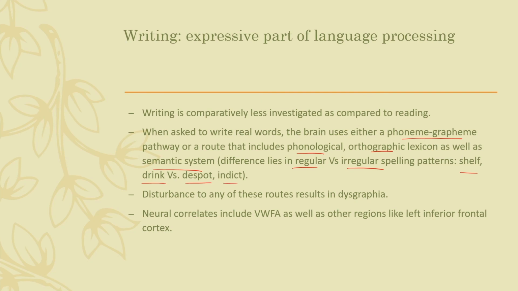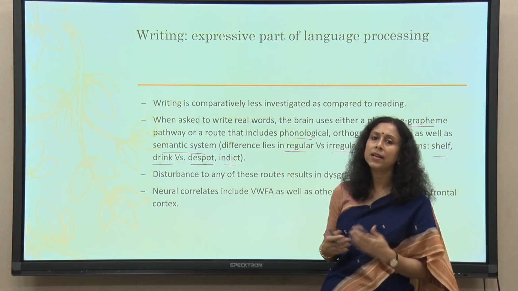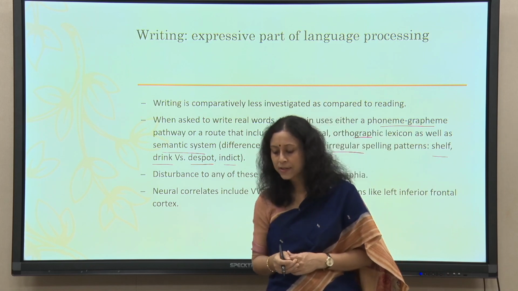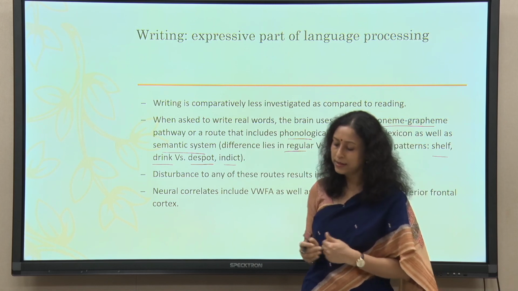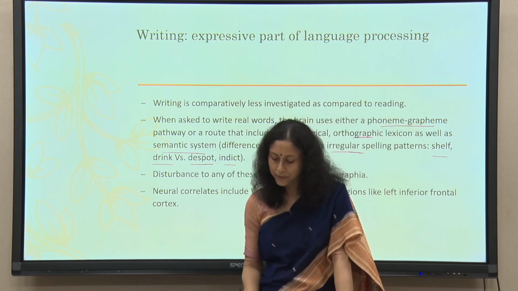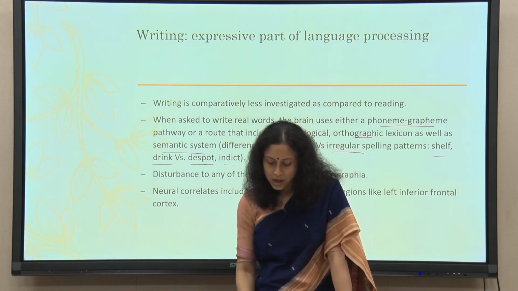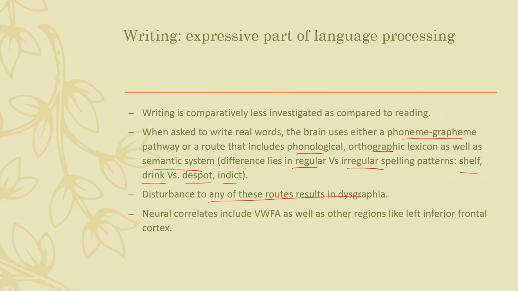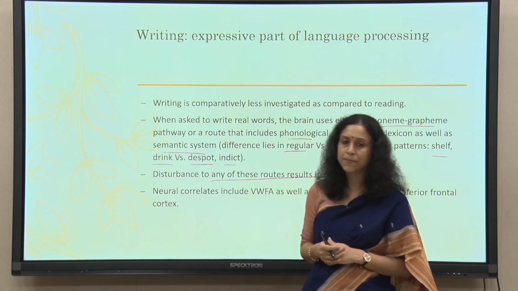Depending on the kind of spelling pattern, the length of the word, its complexity and various other aspects, writing has been found to be processed slightly differently within the network. So, there is a slightly different pathway for different kinds of processing in writing as well. Disturbance to any of these routes will result in another kind of disorder, which is called dysgraphia. Dysgraphia is the inability to write properly.